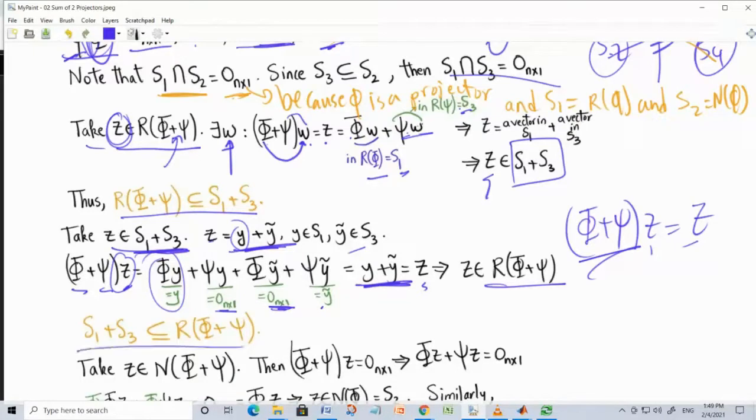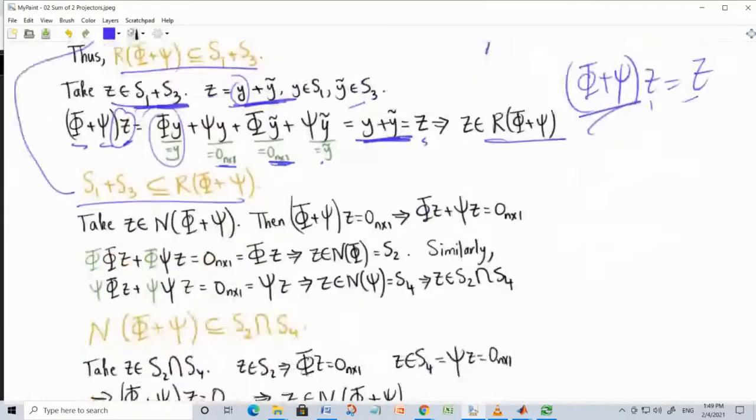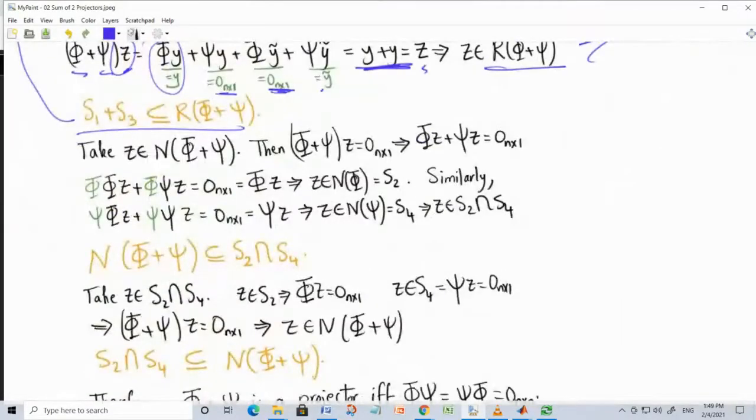And so we have this inclusion here, and those together establish the equality between the range of phi plus psi and S1 plus S3. Now, take a vector in the null space of phi plus psi. So phi plus psi multiplied by the vector z is equal to the all zero vector. Then phi z plus psi z is equal to the all zero vector.